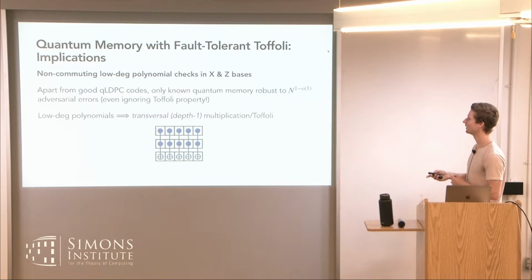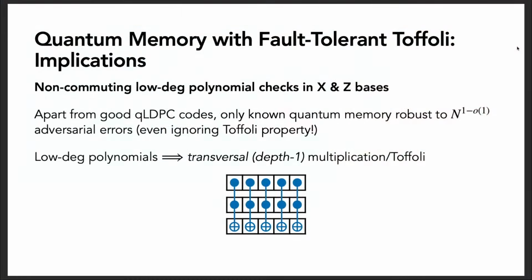That's a good point. So we do get the Toffoli or multiplication for free, and the upshot here is we've constructed this memory that's robust to an almost linear number of adversarial errors at every time step, and has fault-tolerant Toffoli.